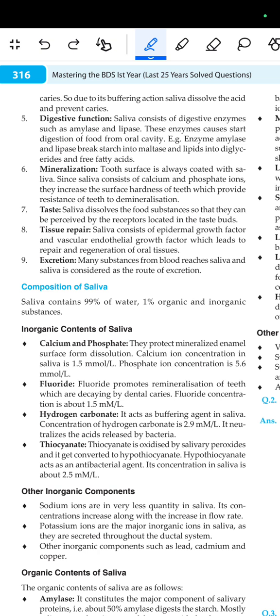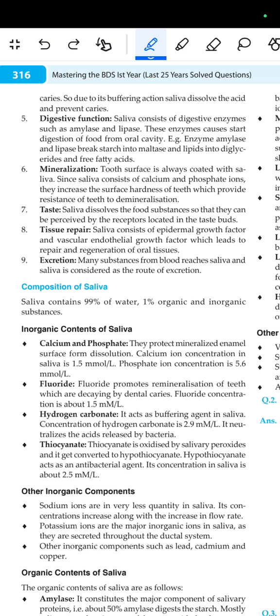Mineralization. Tooth surface is always coated with the saliva. Since saliva consists of calcium and phosphate ions, they increase the surface hardness of the teeth, which provides resistance to the teeth against demineralization. Taste. Saliva dissolves the food substance so that they can be perceived by the receptors located in the taste bud. Tissue repair. Saliva consists of epidermal growth factor and vascular endothelial growth factor which lead to the repair and regeneration of the oral tissue.